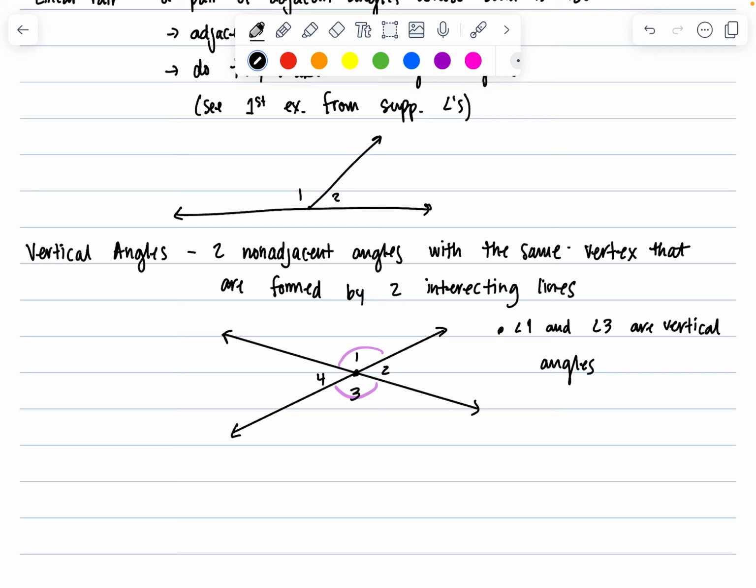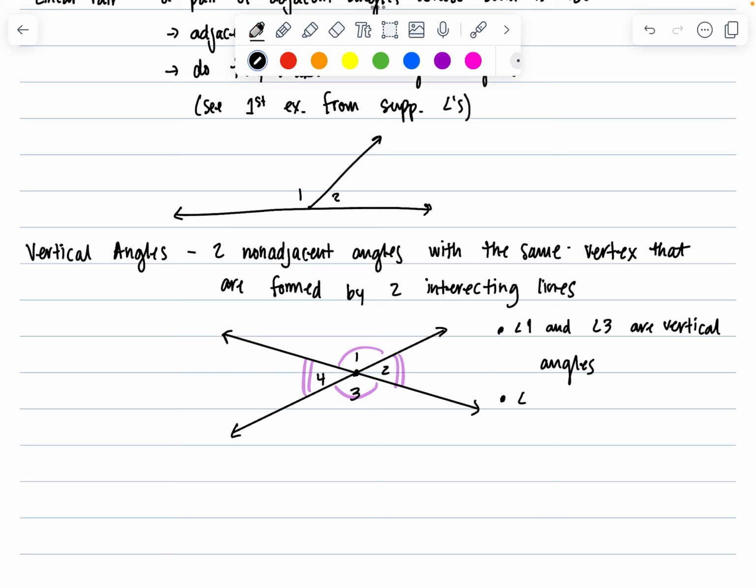So you could also say angle 2 and 4 are as well. So I'm going to put this here. There's a small caveat to this too. Notice that I'm putting two different sets of tick markers, and I'll explain that in a second.